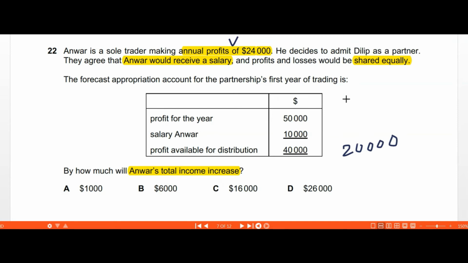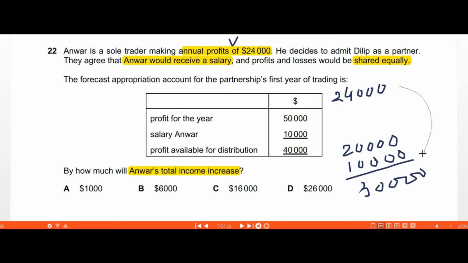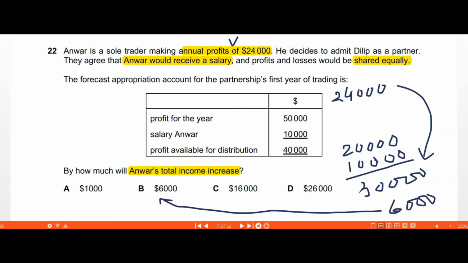So if we look at it in terms of the total income that he is receiving, he is now getting a total income of 30,000, and comparing that 30,000 to what he was getting initially, we can see that there is an increase of 6,000. So we choose option B. Why are we doing that? Because the question is asking the total income increase. The word over here that we really need to concentrate on is the increase.